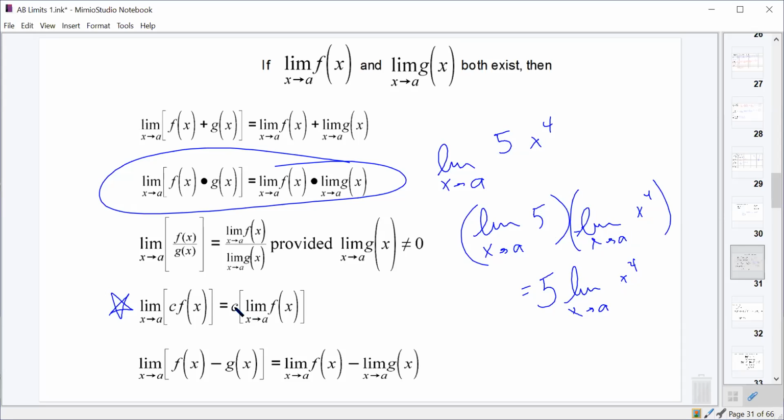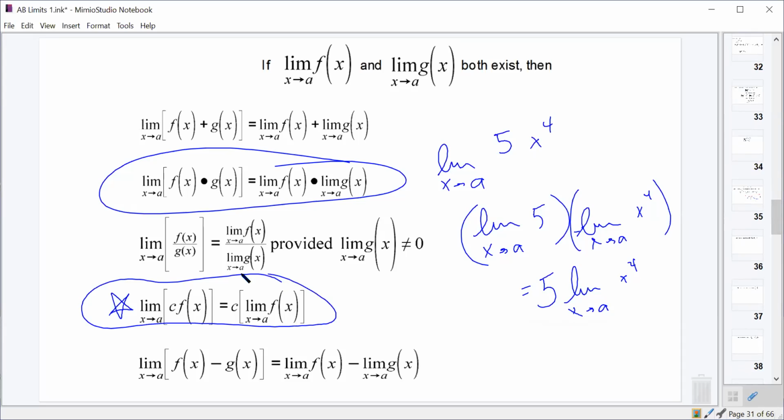Now, you may not think that that's very significant, especially for some simple, easy function like 5x to the 4th. There's no reason for us to do this with 5x to the fourth. But when we get into dealing with some trig functions, it's going to be exceptionally important. So we'll want to remember that rule very well, that you can pull a constant out. Everybody good or no?